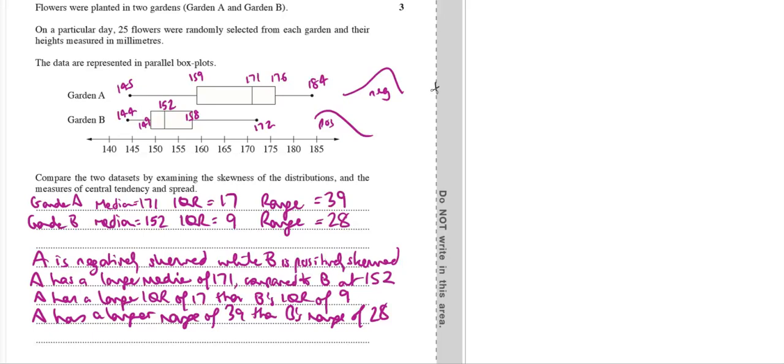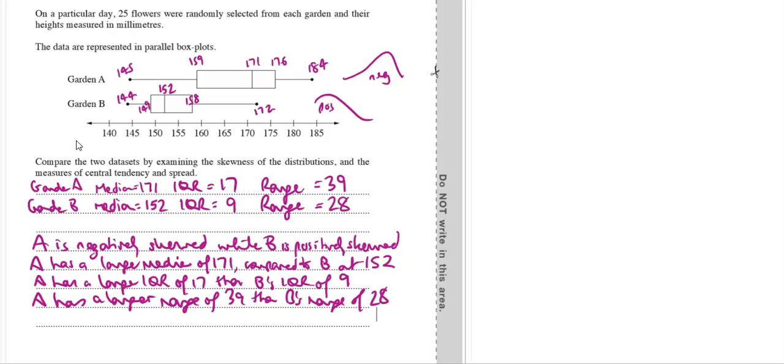And I could also say something about the fact that 75% of A's flowers are higher than 75% of B's flowers. So I might just say that 75% of A's flowers are higher than 75% of B's flowers. Like I said, the minimums are similar in both gardens. And that's enough.